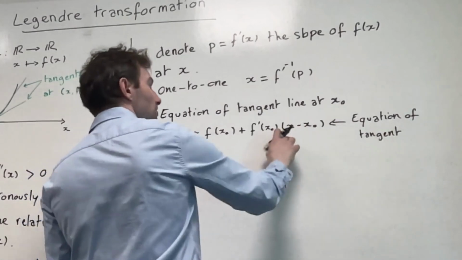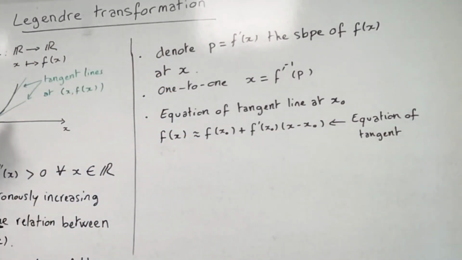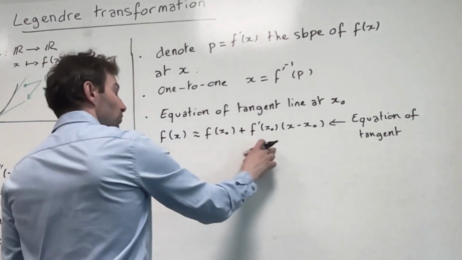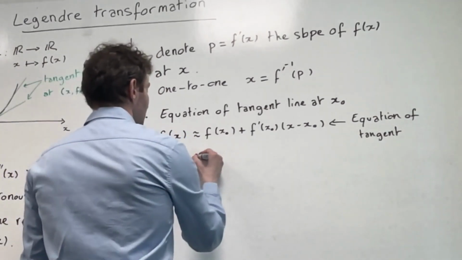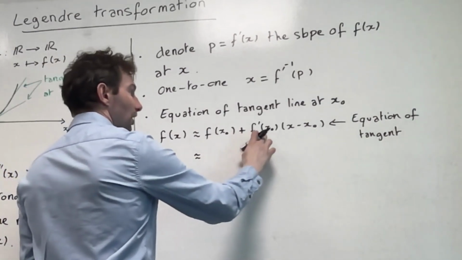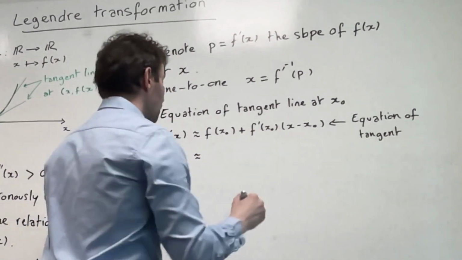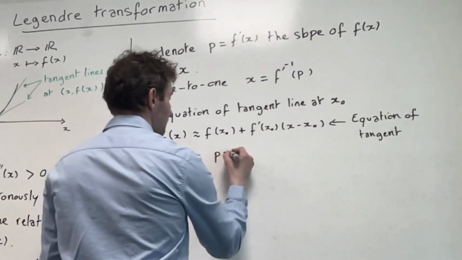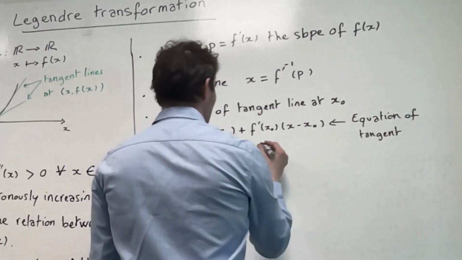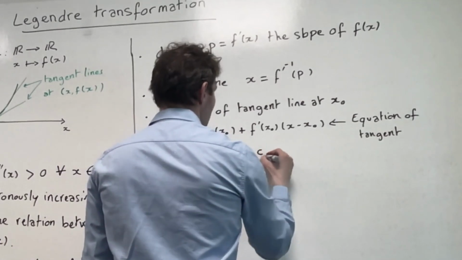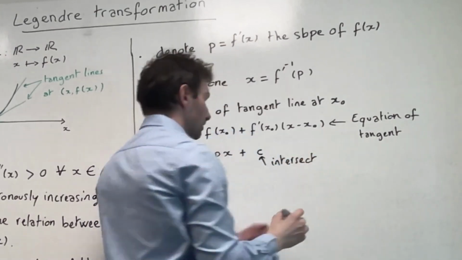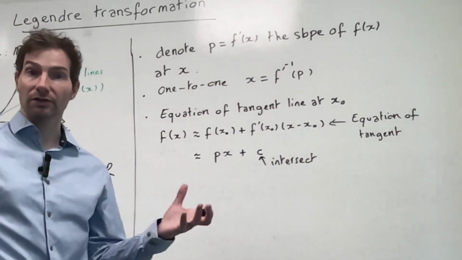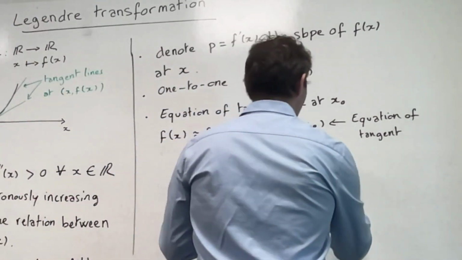Because it's linearly increasing with x minus x naught, which is what you expect from an equation of line like this. Now, what you want is to express that as basically a function that is f prime of x naught times x. So you want to express that as p x plus basically a constant which is the intersect at the origin. That's the definition of the equation of a line, right? So intersect at the origin.